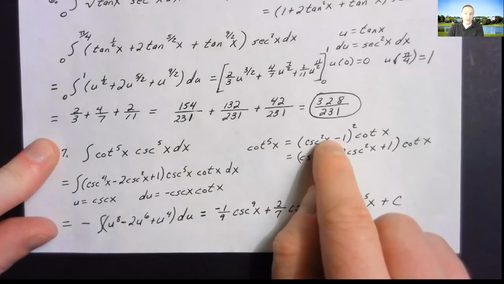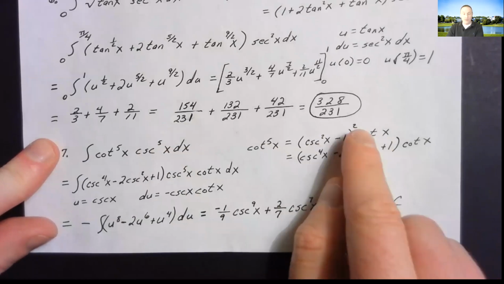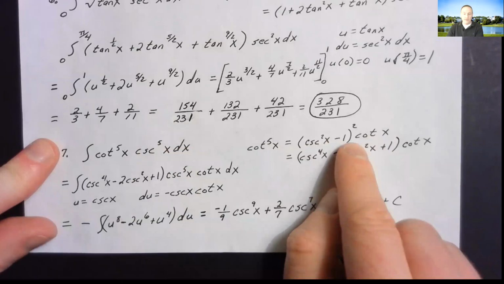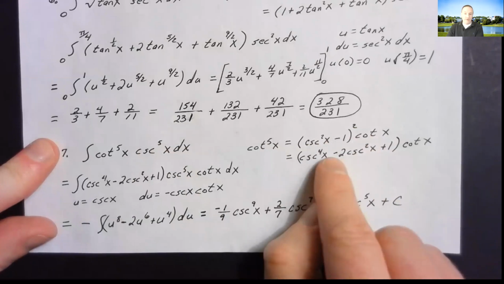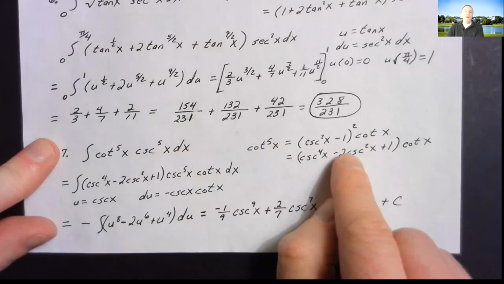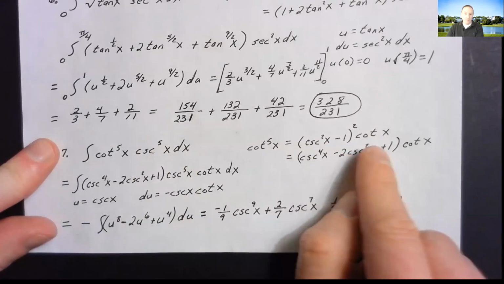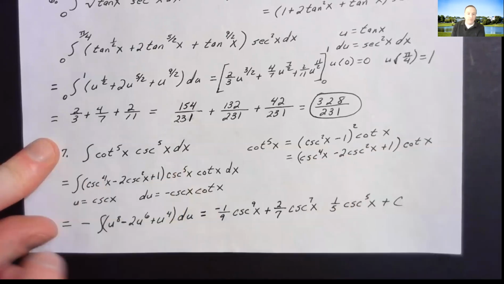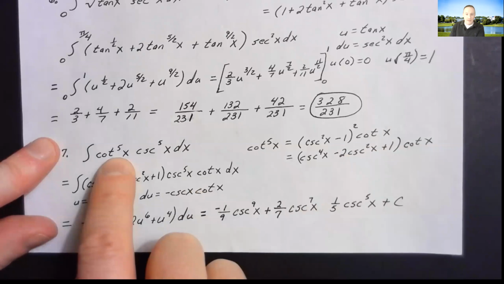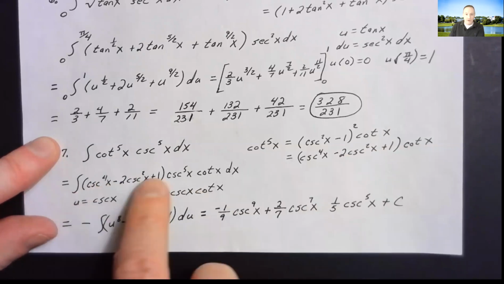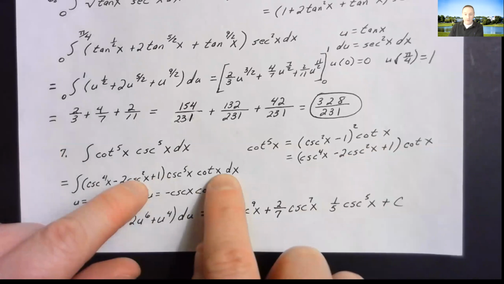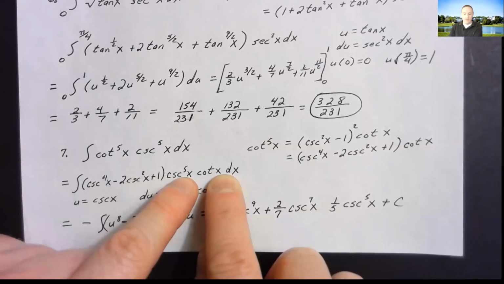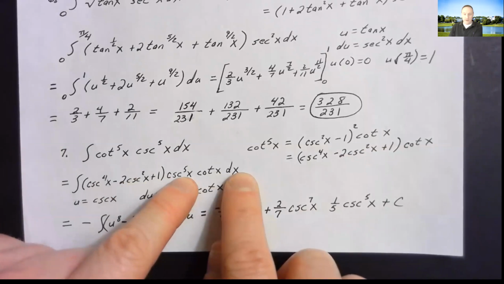Cotangent to the 4th can be cotangent squared, quantity squared. Well, cotangent squared is equal to cosecant squared x minus 1. Now, when I square out that group, I would get cosecant to the 4th minus 2 cosecant squared plus 1 times the remaining cotangent. Now I bring this back to my problem, and I can say that cotangent to the 5th is being replaced with all of that and a factor of cotangent. I'm sticking that cosecant down. I didn't do anything with it. And I'm integrating this with respect to x.